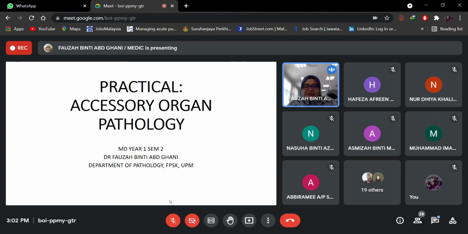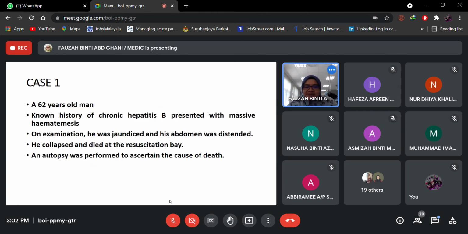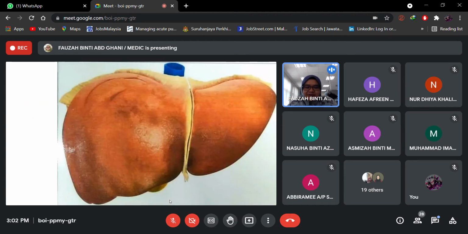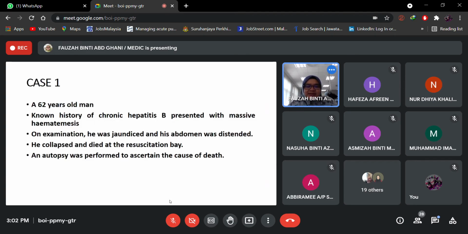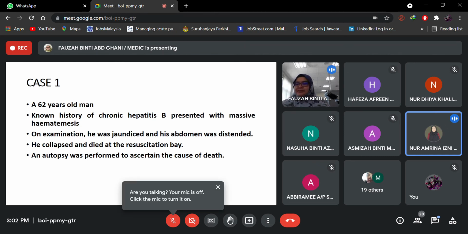So this time we're going to cover some of the pathology in the accessory organs. Right. So can someone highlight to us the important points in case 1? May I, Doctor? Sure. Sorry, you are? Rina. Okay. An elderly 63-year-old man with history of chronic hepatitis B presented with massive hematemesis, jaundice and distended abdomen, and collapsed at the resuscitation bay.